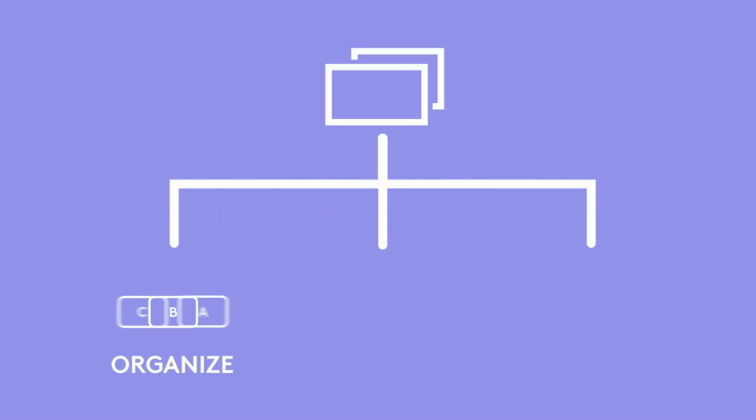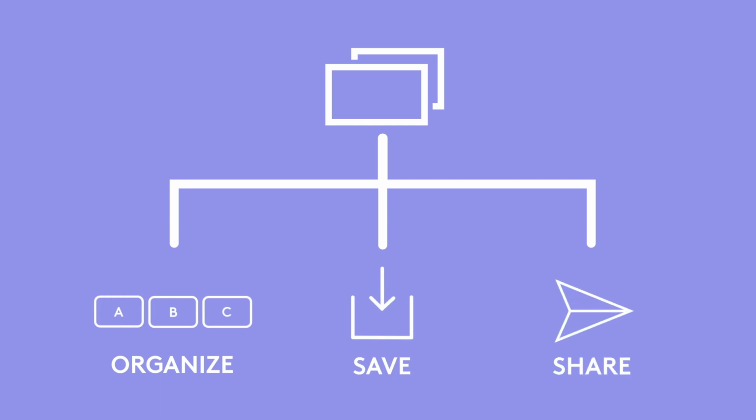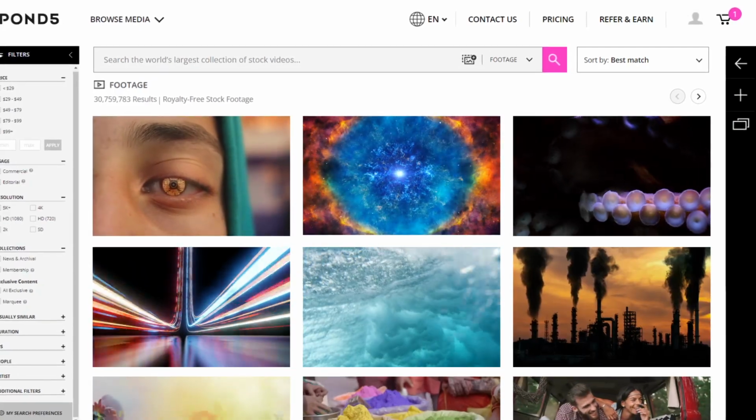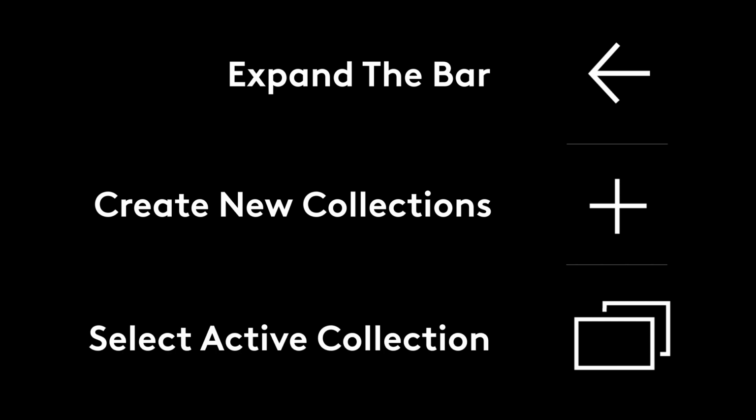Working with collections on Pond5 is easy, and they're a great way to organize, save, and share media from the marketplace. You can find the collections bar on the right-hand side of any search results page, where you can use the buttons to expand the bar, create new collections, and select the active collection you want to access.